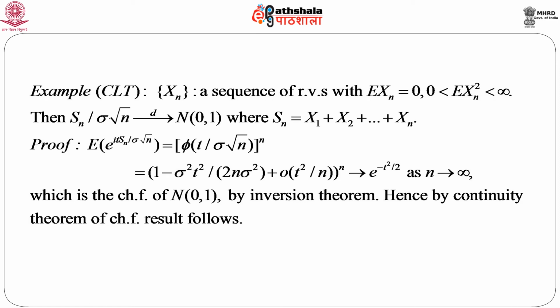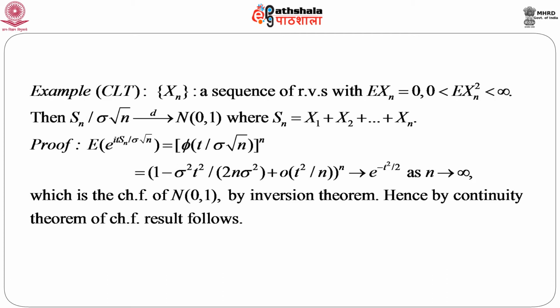The proof actually follows using the characteristic function. So, just calculate the characteristic function of this variable S_n by sigma root n, which is expectation of e to the power i t S_n by sigma root n. A little bit of manipulation will give us phi of t by sigma root n whole to the power n, phi being the characteristic function of X_i. Then we can write this as an expansion in t, which is 1 minus sigma square t square by 2 n sigma square, plus the rest of the terms, which are negligible, whole to the power n. This sigma square cancels, and this converges to e to the power minus t square by 2 as n goes to infinity.